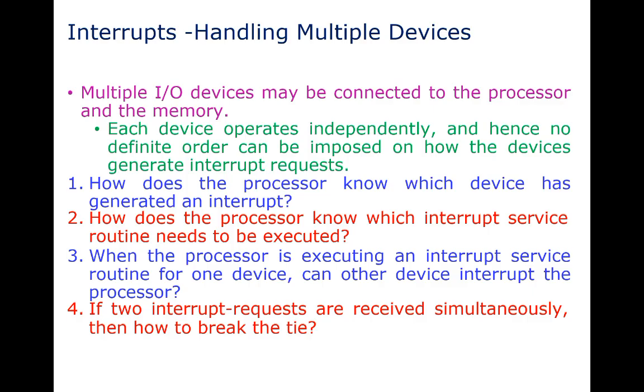What happens when a number of devices request the processor at the same time? How will that be handled? How is priority given to those devices, that is, prioritization? So interrupt handling and prioritization are going to be discussed here.